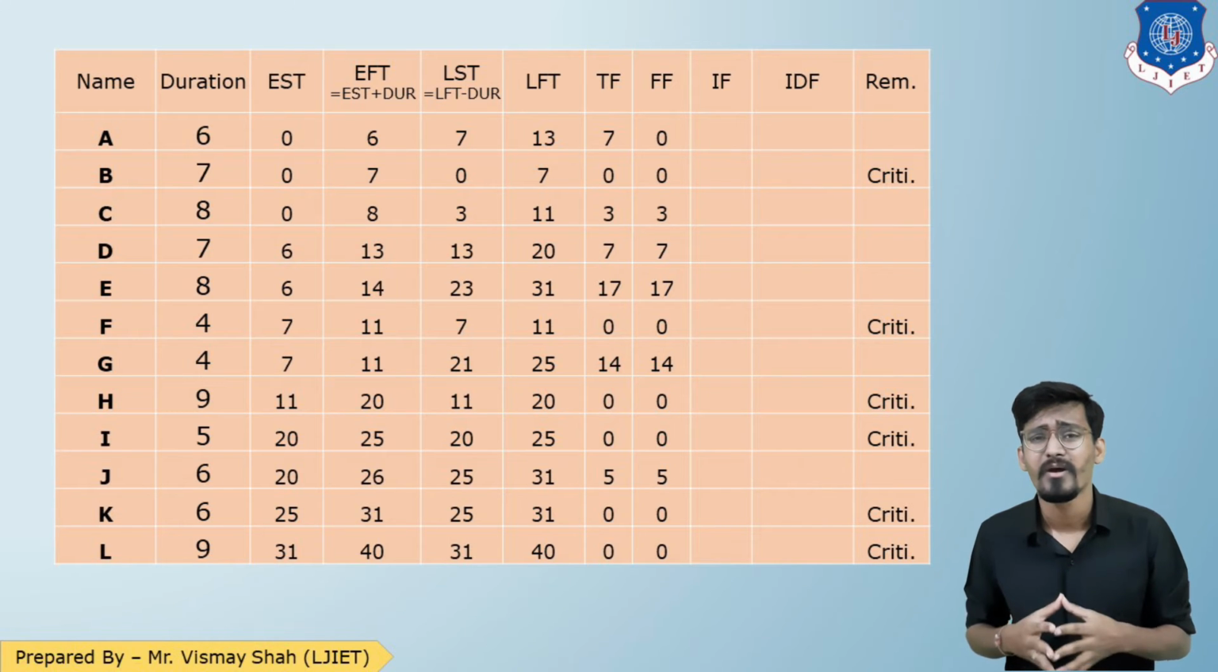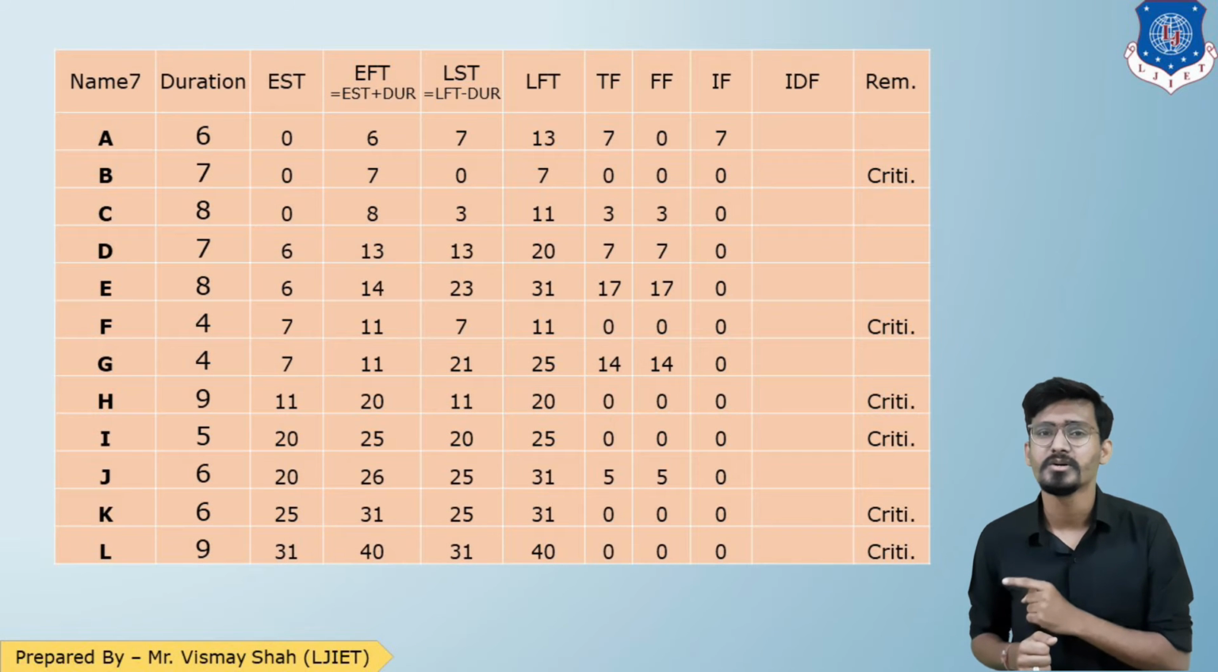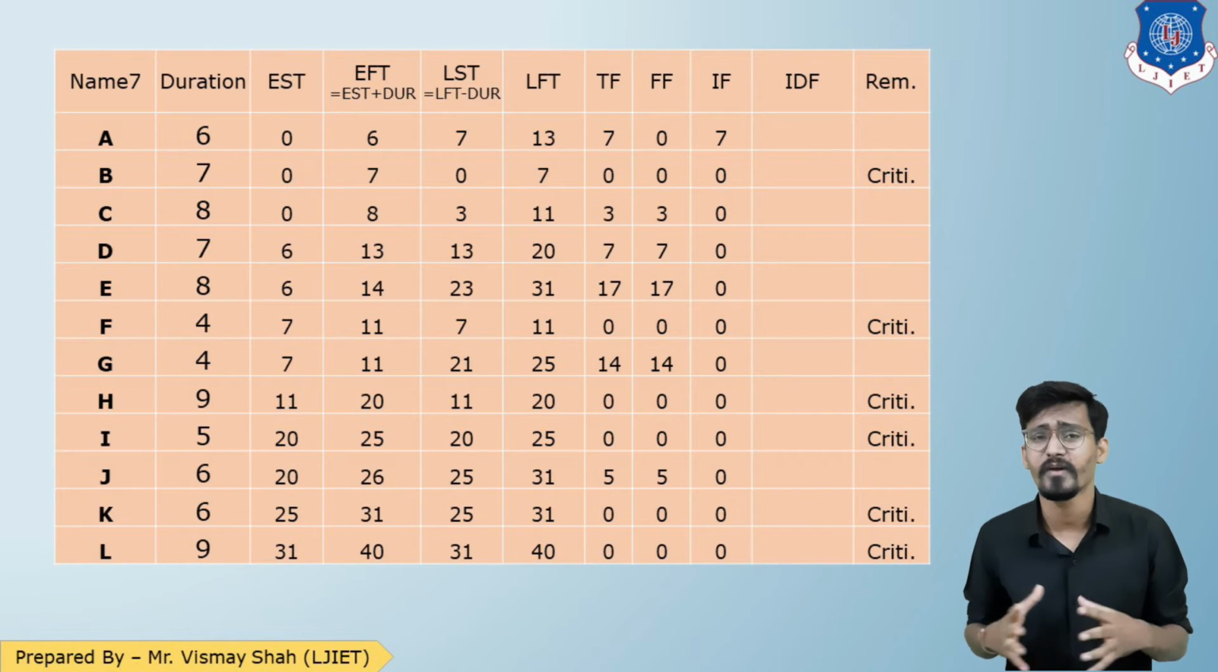Now interfering float is total float minus free float. So for A, 7 minus 0, 7. Apart from that, all the interfering floats are 0. Total float minus free float. So that is your interfering float.